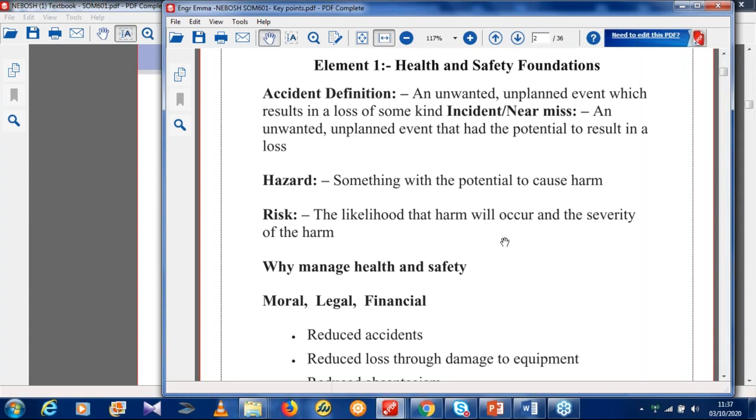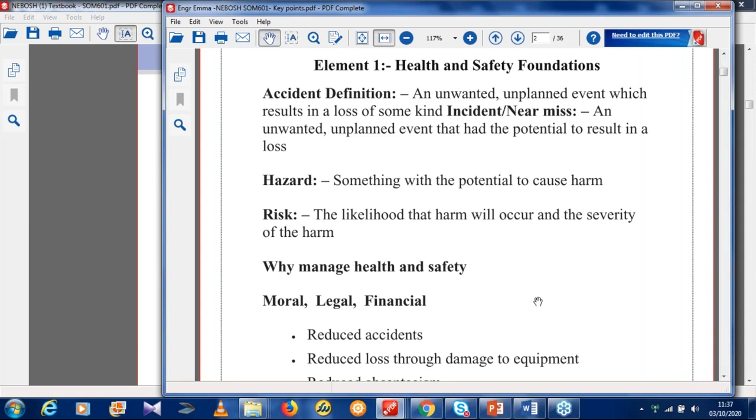So we have a couple of other definitions which you should also go and study as part of your assignment. Dangerous occurrence, risk assessment. I just explained what risk assessment is. We'll have others to talk about.